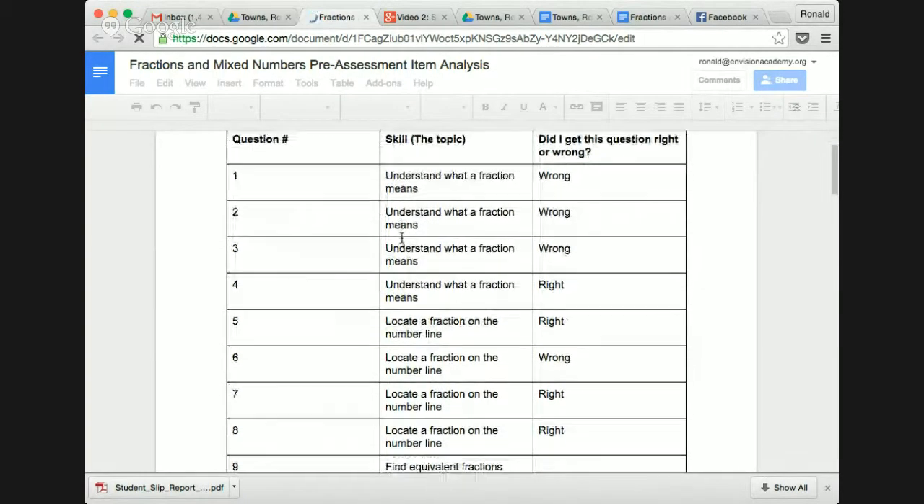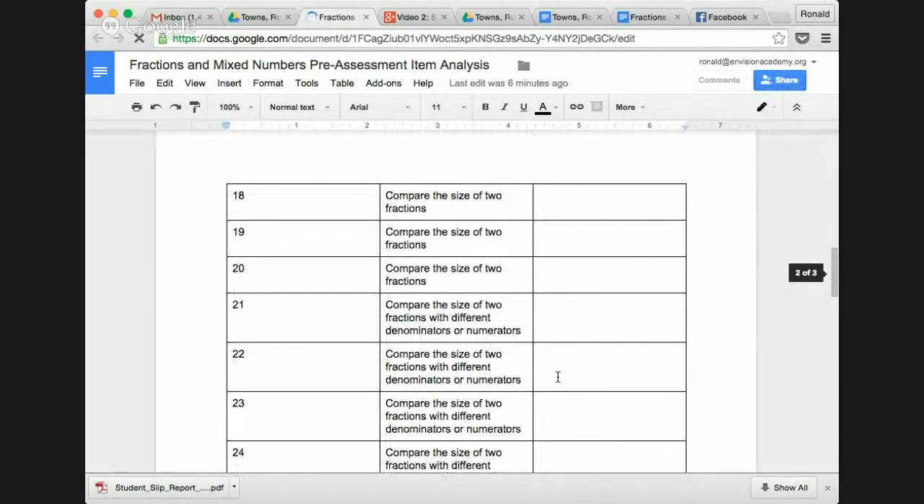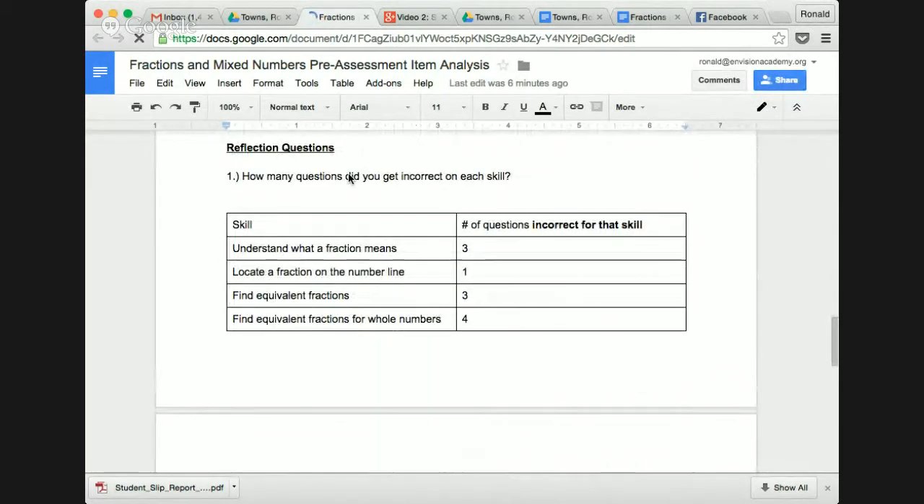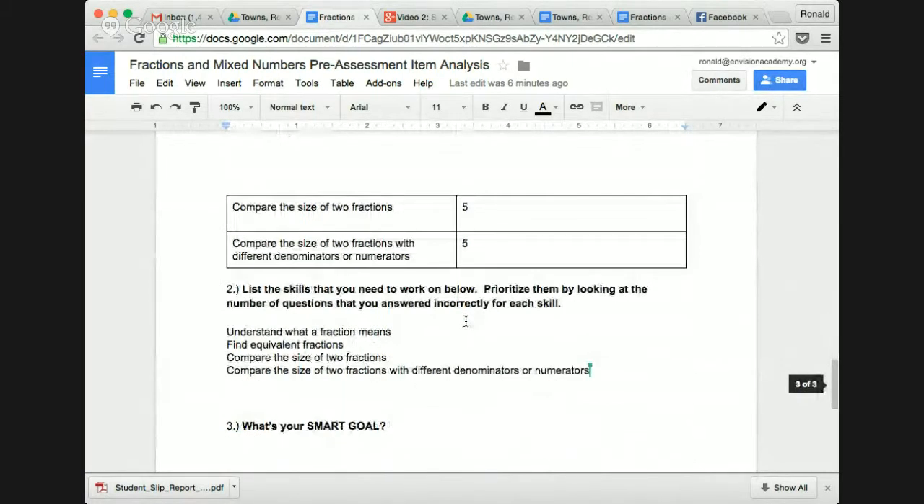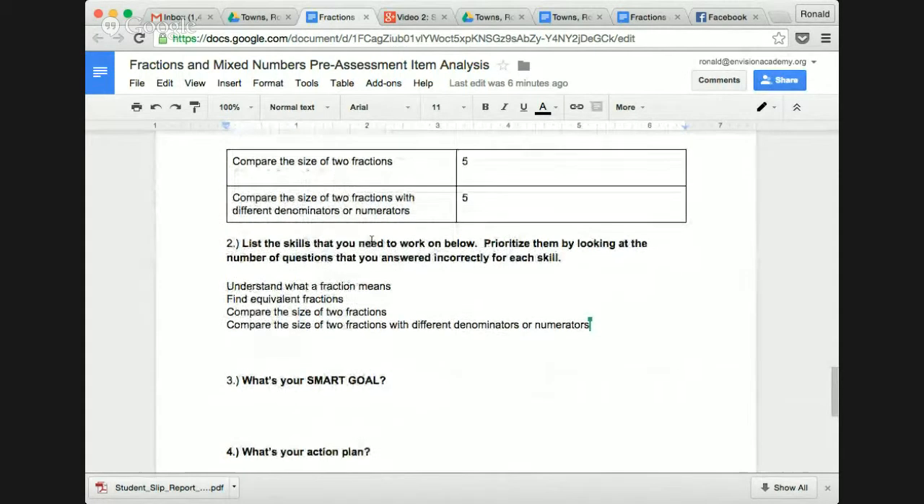And if you're on point, all of this should have been filled out. Mine is not filled out, but yours should be. And then you should also have reflection questions 1, this table completed, and also 2 completed. You should not have done 3, 4, and 5 yet. That's what we're actually about to do, all right?